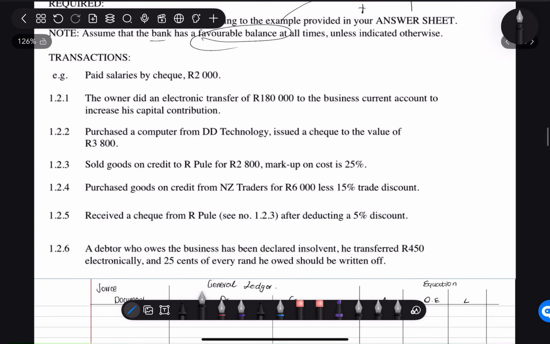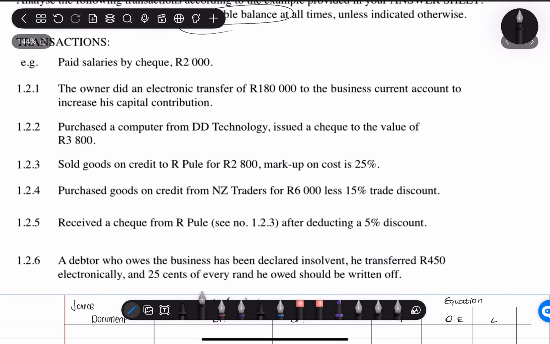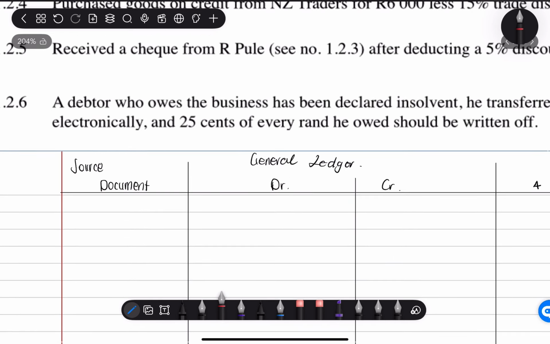Let's start with our first point. So the owner did an electronic transfer of 180,000 to the business current account to increase his capital contribution. How would we record this? Okay, so first of all, what is our source document? We would find this because it's an electronic transfer. We do not know about it until we see it in our bank statement. So we've got our bank statements as our source document.